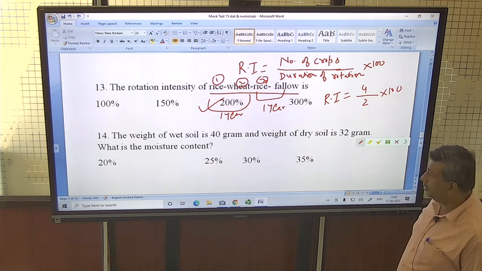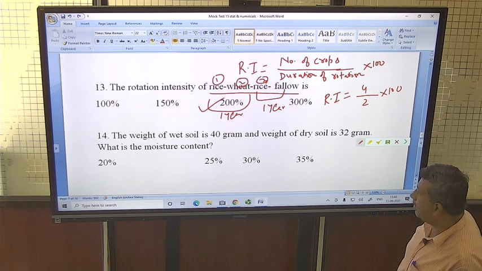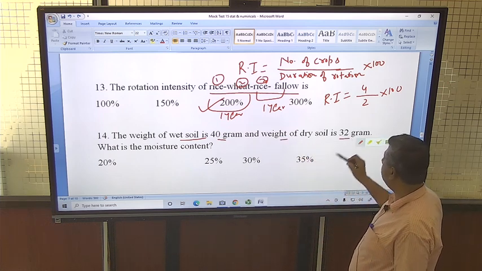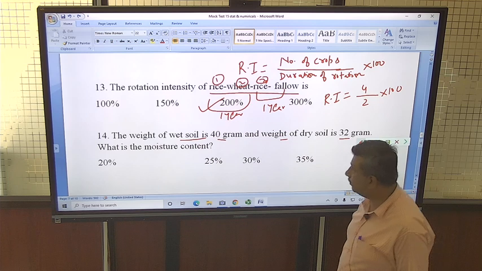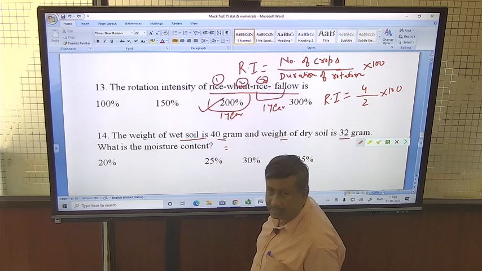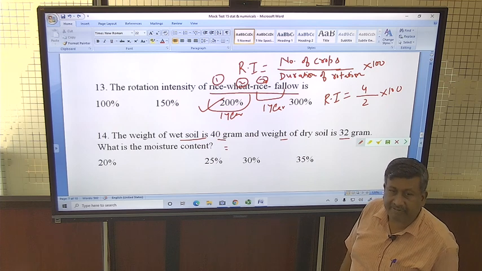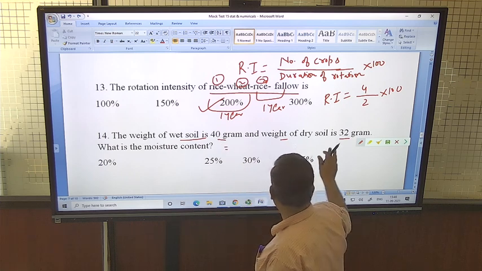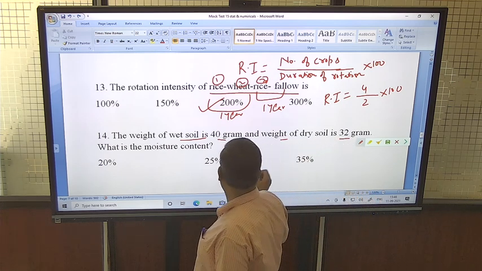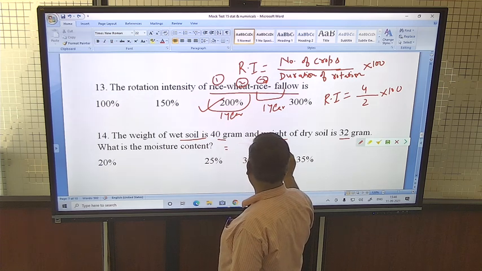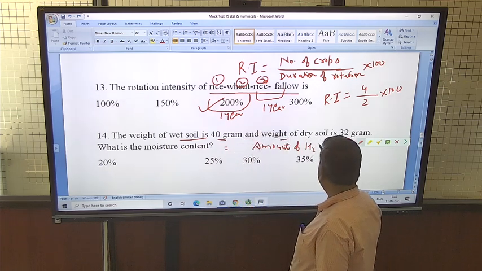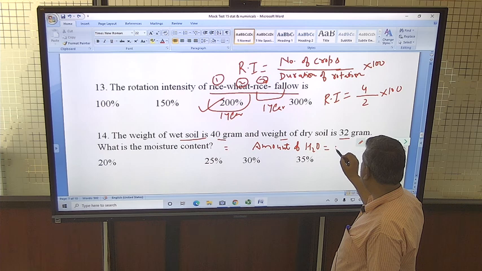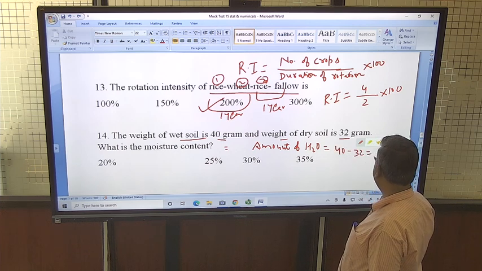Next question is on moisture percentage in soil. Weight of wet soil is 40 gram and weight of dry soil is 32 gram. What is moisture content? So moisture content in soil is always expressed on dry weight basis. So here wet weight is 40 gram and dry soil is 32 gram. It means amount of moisture, amount of water is the difference of wet weight and dry weight. That is 40 minus 32, that is 8 gram.